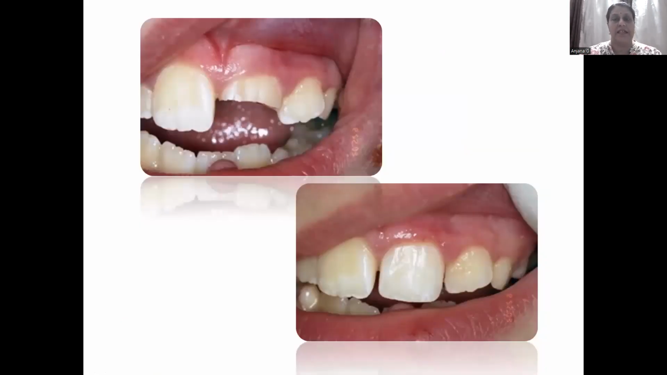This is a case which was done in the department where the patient's fractured anterior tooth was restored immediately, and the patient had to undergo endodontic management. If you see, the incisal edge is kept a little lower than the adjacent tooth, the other central incisor, basically to prevent the tooth from coming into occlusion.